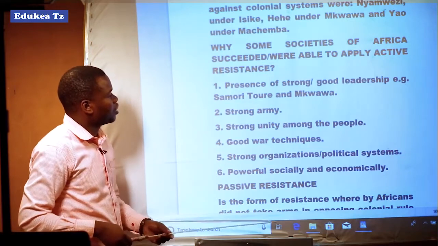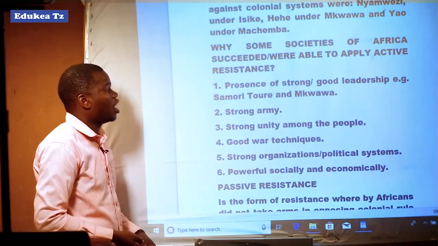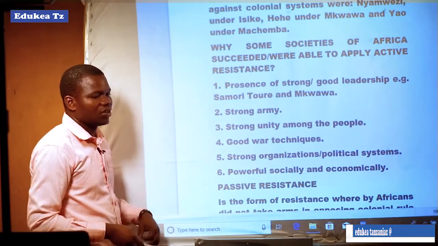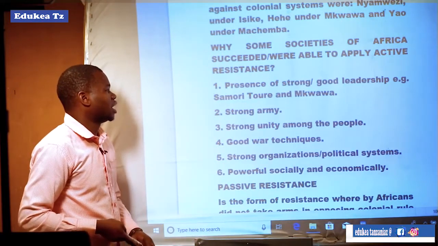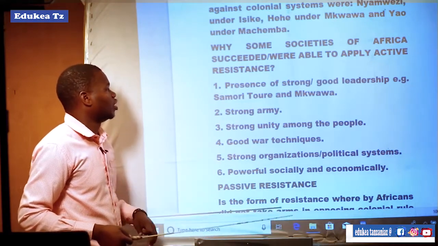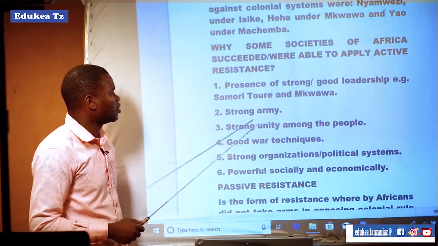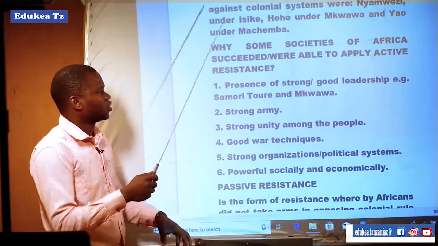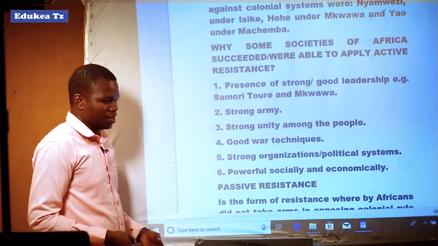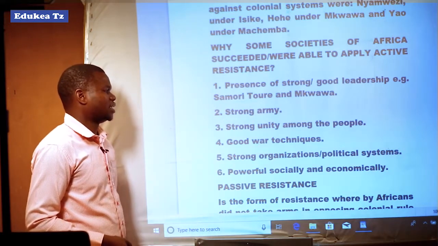The first factor was the presence of strong or good leadership. For example, Samuel Tol and Mkwawa of the Hehe. These leaders organized their society, their community, so that they could fight strongly and actively against the colonial control. Hence, they succeeded in applying active resistance. Another was a strong army. These societies which applied active resistance are believed to have had a strong army, which made them fight effectively and actively against the colonial control.